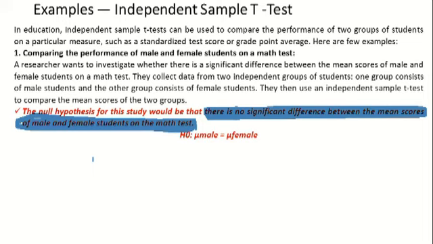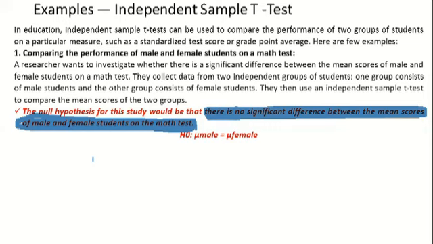because it does not give any direction. It does not favor male or female students. It only states that there is no difference in the mean score of the male and female students. So it's called a two-tailed or a non-directional null hypothesis.